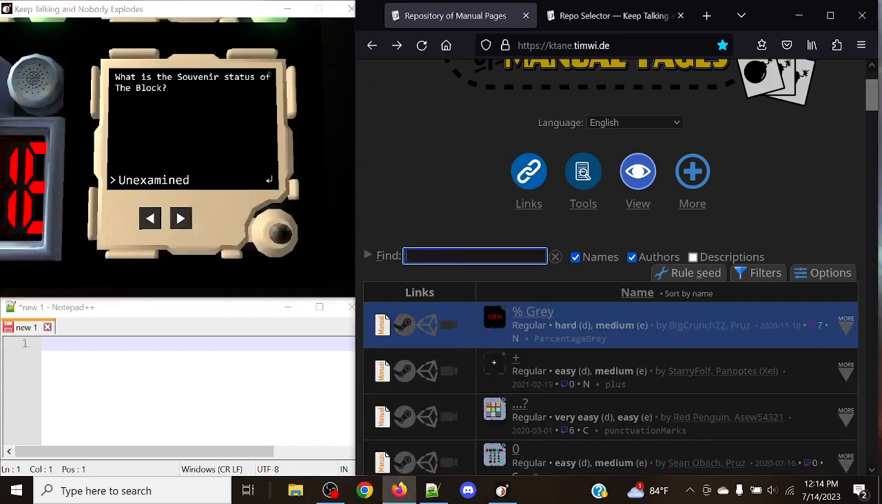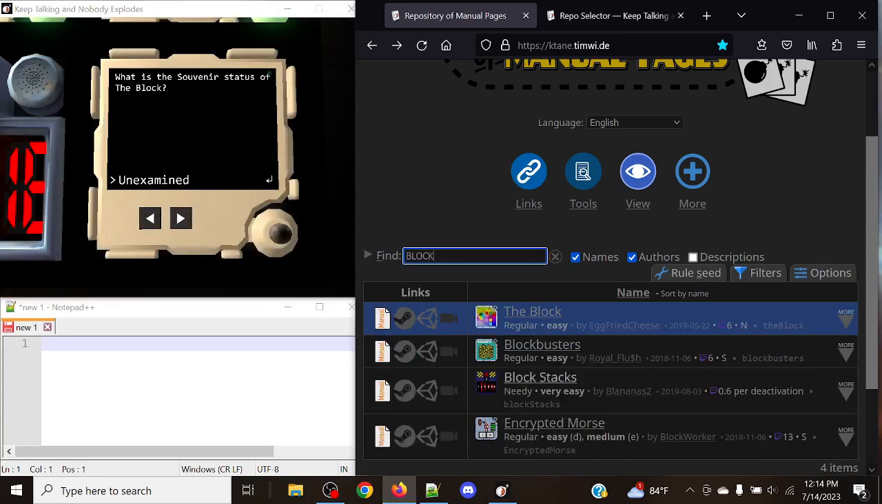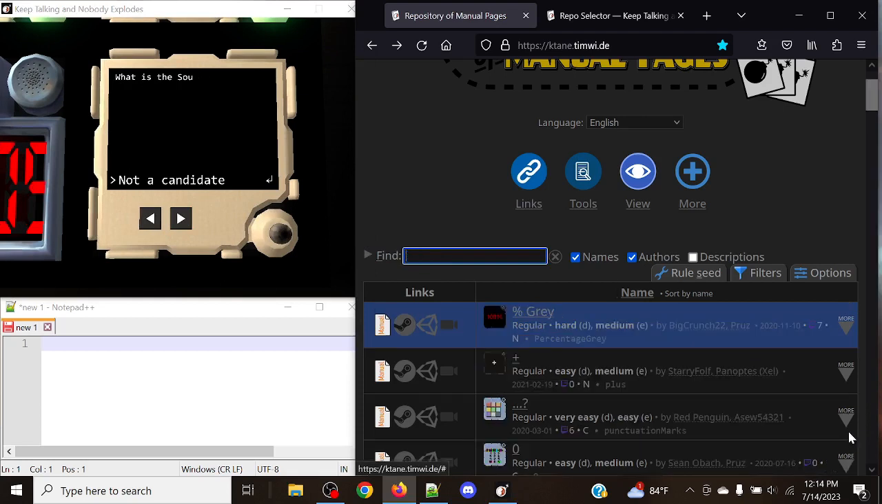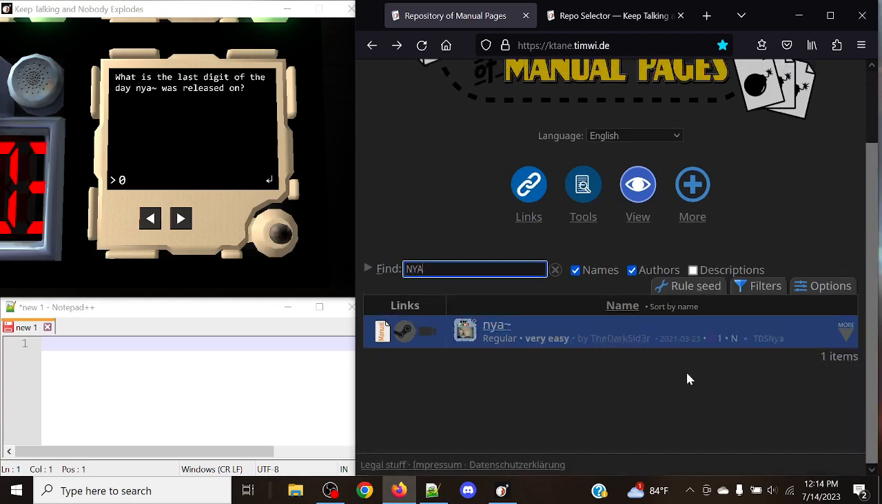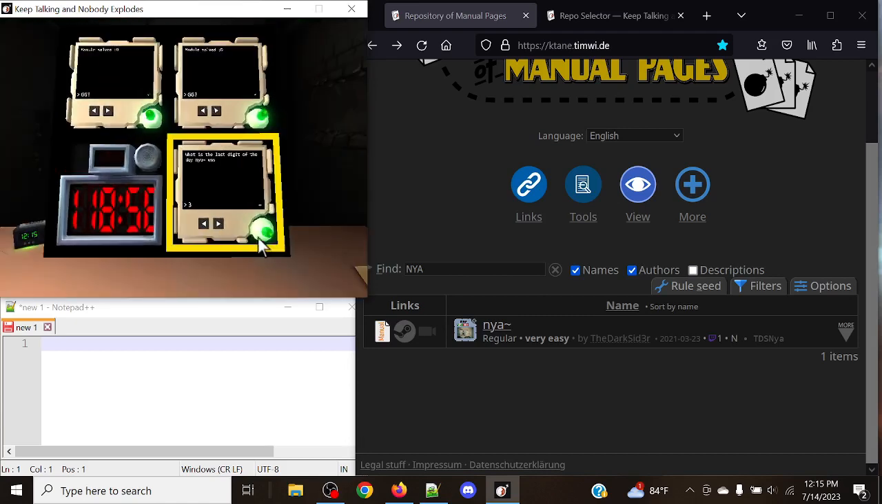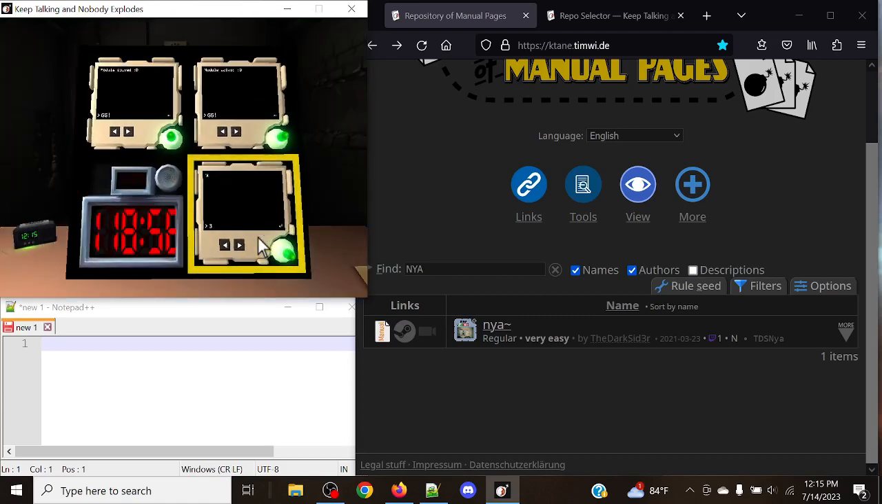What is the souvenir status of the block? This should be not a candidate. Yes, not a candidate for souvenir. Okay. What is the last digit of the day Nya was released on? Nya was released on the 23rd, so therefore it is a 3 for the day. And just like that is a solved module. So yeah, overall, fairly simple module.